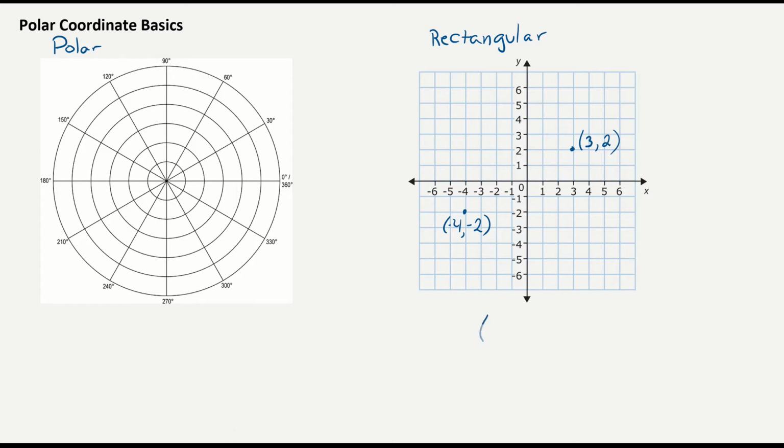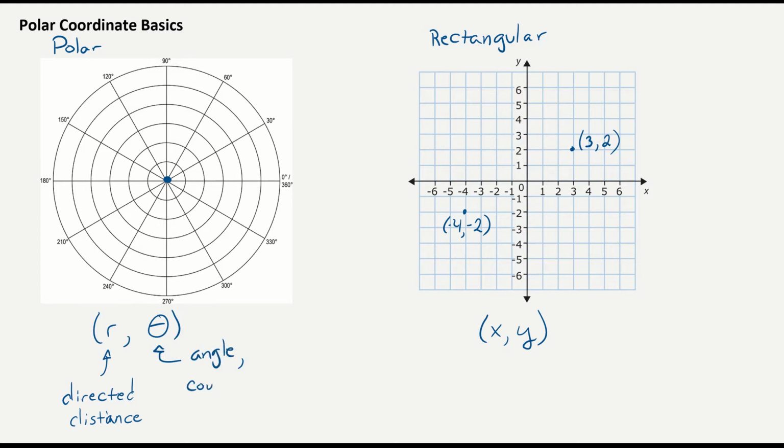In the polar, instead of using x, y to describe a point, you use r, theta. So r is a directed distance. It's kind of the fancy word for it. Directed distance from the origin to the point. And the origin right there is called the pole, actually. So you call that the pole. And then theta is the angle. And you measure it counterclockwise as we're used to for most angle measures.